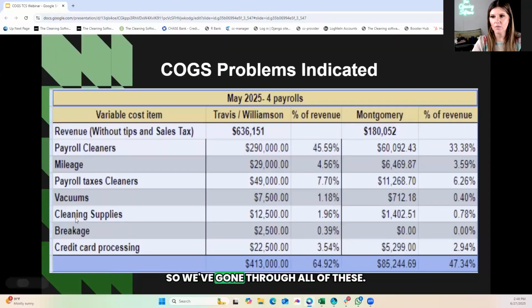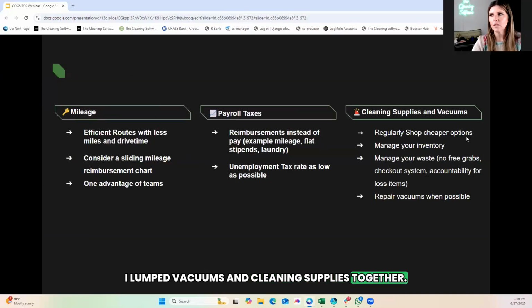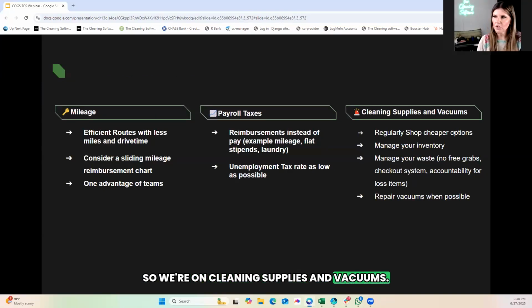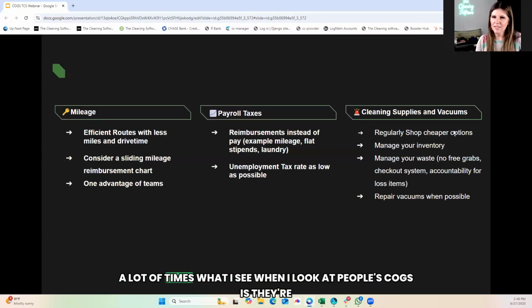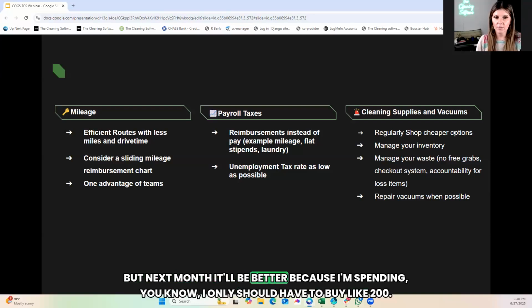So we've gone through all of these. I lumped vacuums and cleaning supplies together, so we're on cleaning supplies and vacuums. Got a lot of tricks for this one. A lot of times what I see when I look at people's COGS is, oh, well, my COGS are really high this month because I spent like $6,000 on supplies. But next month it'll be better because I only should have to buy like 200.